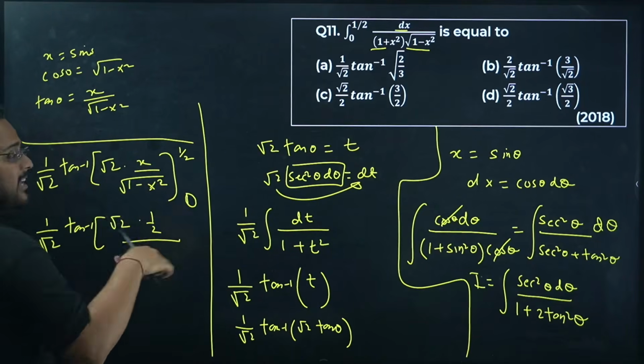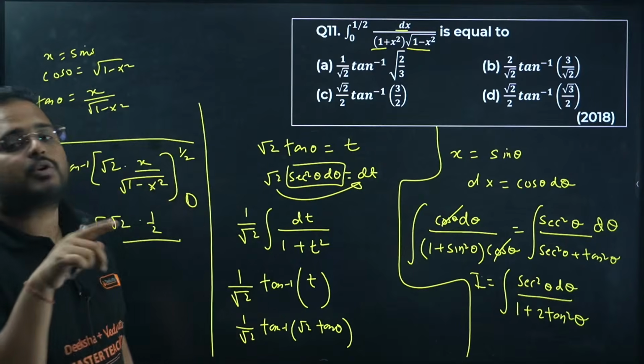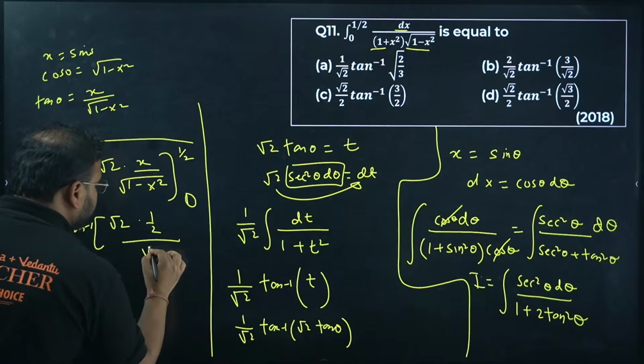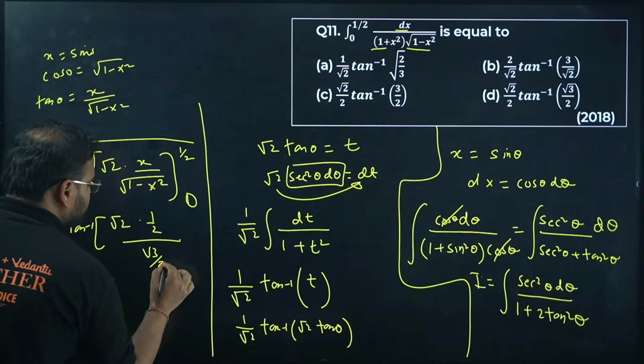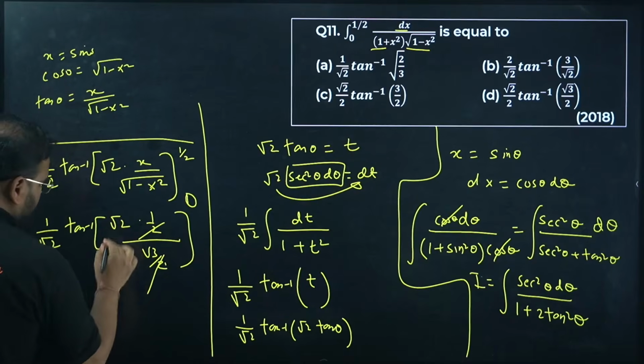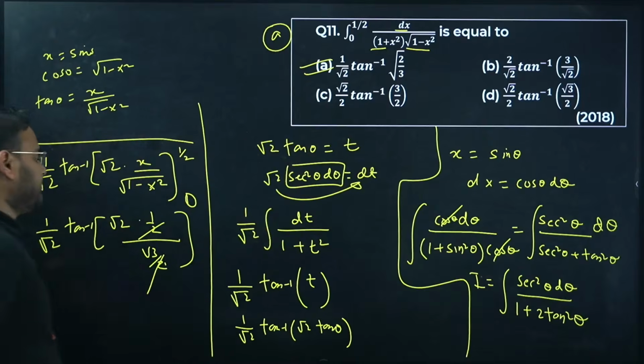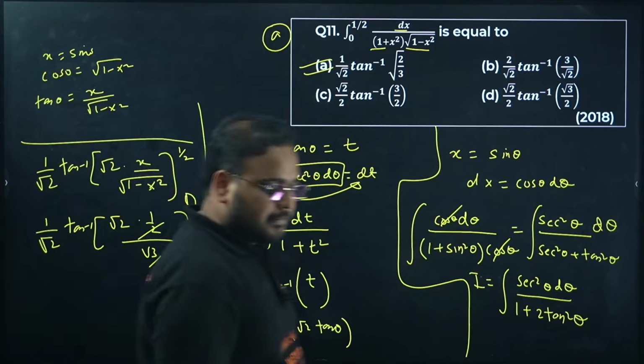You're going to get what? 1 minus 1 by 4. x square will be 1 by 4. 1 minus 1 by 4 is 3 by 4. Root will be what? Root 3 by 2. So 2 and 2 cancel. We have root 2 by root 3 left. 11th is option A.